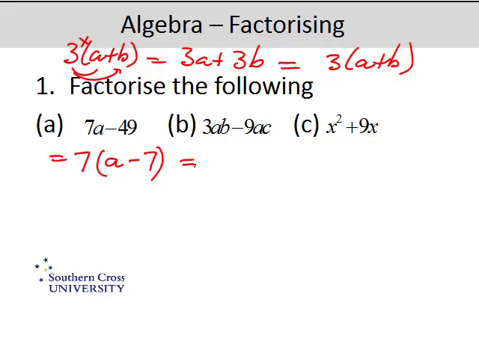Now the next one's a little more complex because we have a number that's a common factor and a variable common factor. You can see 3 goes into 3 and 3 goes into 9, and a goes into this term and a goes into this term. So we can take 3a out as a common factor. 3a times what gives 3ab? Well, 3a times b gives 3ab. Take away, 3a times what gives 9ac? Well, 3 times 3 gives 9, and then a times c will give ac.